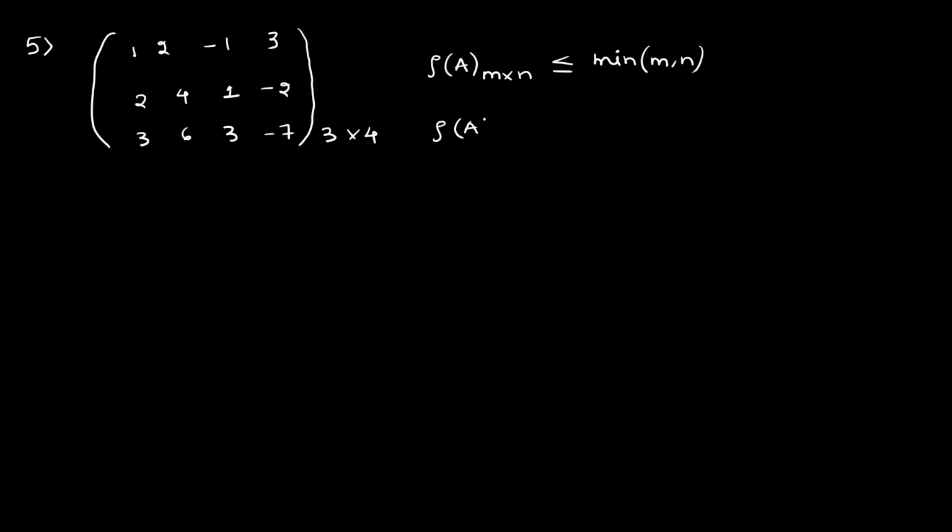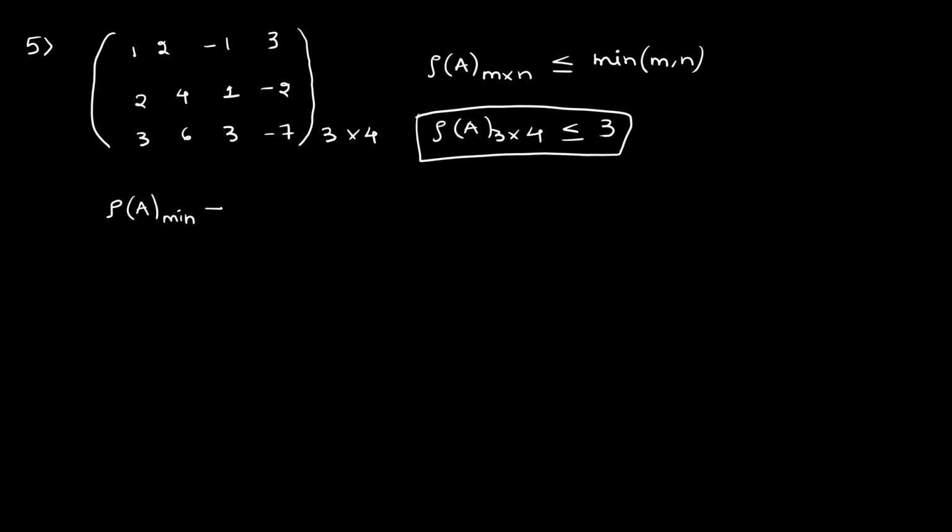So the rank of this particular 3 into 4 matrix is always less than or equal to the minimum of 3 comma 4, that is equal to 3. So we don't need to check the entire matrix, because the rank of A is always less than or equal to 3. We don't need to check the complete determinant of this matrix. It is advisable to check the determinant of the minors.